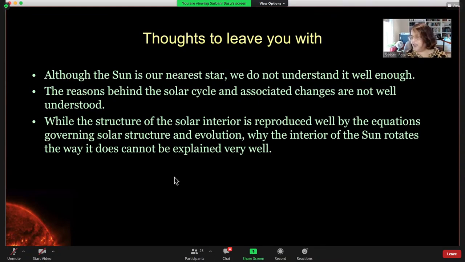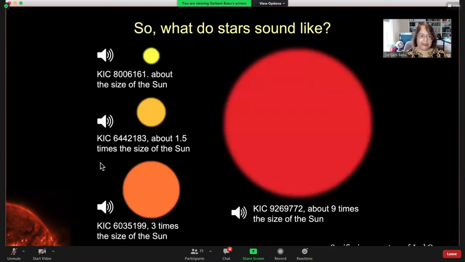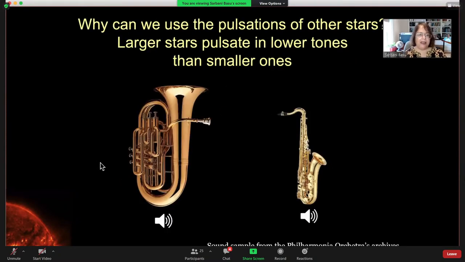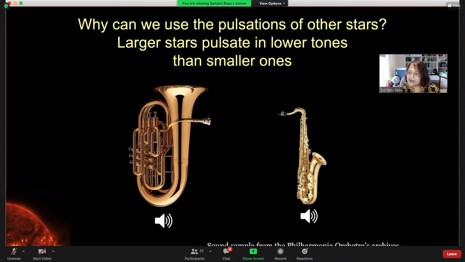So this is the sun. Other stars are much more difficult because we have very little data. How do we do other stars? Large stars pulsate in lower frequencies. Small stars pulsate in higher frequencies. Now, can you hear the tone?